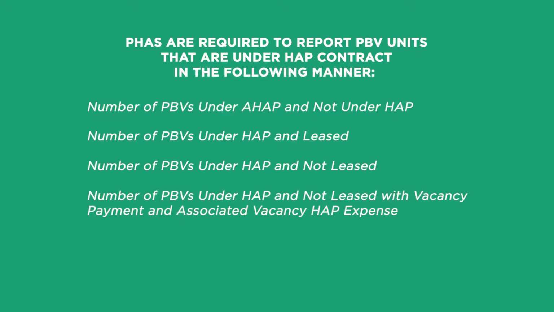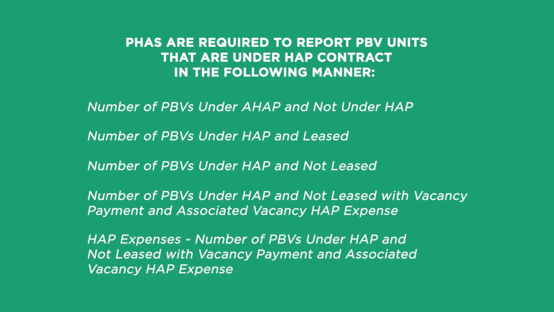Number of PBVs under HAP and not leased with vacancy payment and associated vacancy HAP expense. These are the total number of PBVs that are under a HAP contract and are not leased but are receiving vacancy payments. These vouchers are not reported in any other field, but are eligible for administrative fees. RAD vouchers receiving vacancy payments should also be reported in this field.